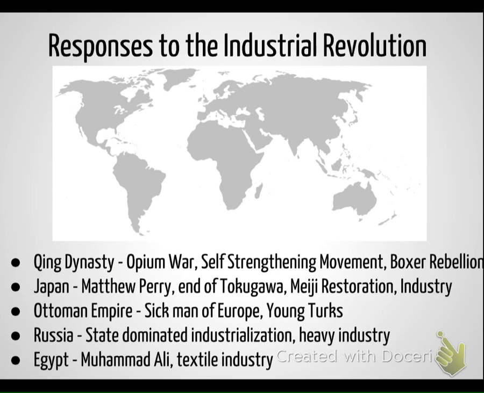Now, there are also a lot of other responses when we look at the world, and so we're going to jump around the globe real quick and hopefully explain these different other responses to the Industrial Revolution. So first, let's start in China. When we're looking at China during this period of time, put a big Qing dynasty in this area. That's a Q, not a circle, but the Qing dynasty, and we're going to see that they're having different responses to the Industrial Revolution.